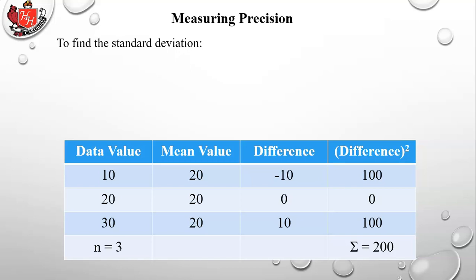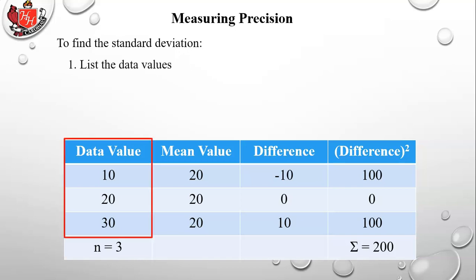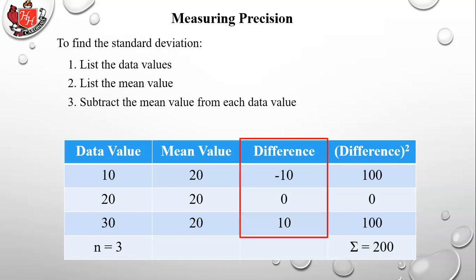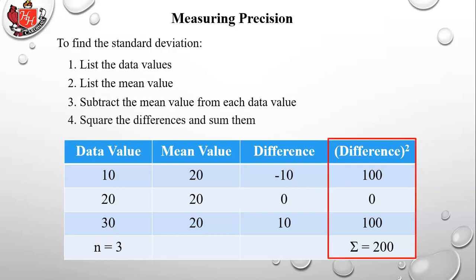So now we're going to find the standard deviation of set 2. So again, we list the values 10, 20, 30. The mean was the same for the set 2 values. You take the difference, 10 minus 20 is negative 10, 20 minus 20 is 0, and 30 minus 20 is 10. You square those differences to get 100, 0, and 100, and you add up those differences to get the big sigma, that's 200. You still have n equals 3 as the number of values.